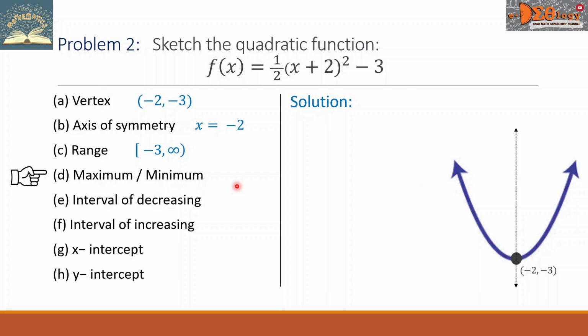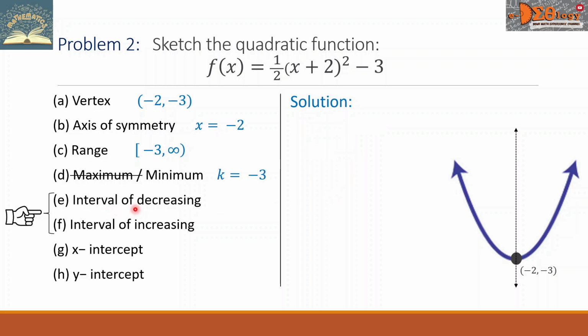Maximum or minimum value. Since the parabola opens up, we can only give a minimum value. That means the value of k, that is equal to negative 3.